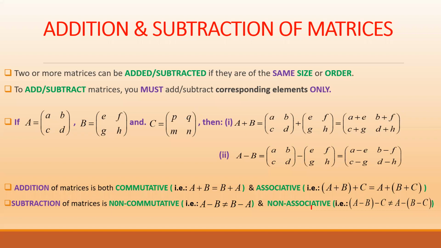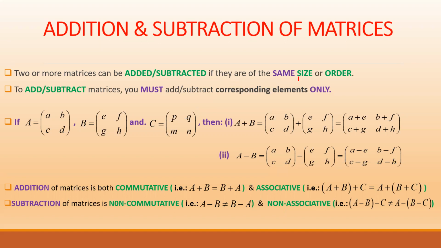So, addition and subtraction of matrices. Let's look at the key points that you need to remember about addition and subtraction of matrices. The first thing here is that two or more matrices can be added or subtracted if they are of the same size or order. Now guys, remember in part 1, we looked at the size or the order of a matrix.